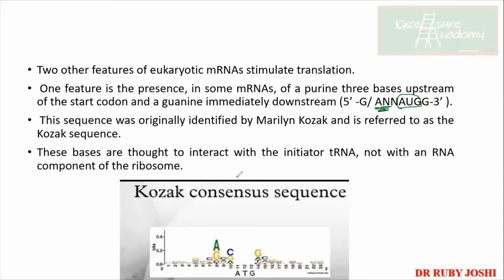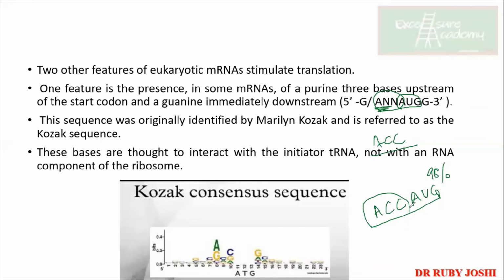So Marilyn Kozak found that whenever she was working on these eukaryotic mRNAs, she always found that before the start codon, these three nucleotides are always present. Basically, those are ACC. She saw that in around 95% of eukaryotic mRNAs, whenever there is an ACC sequence, it is always followed by the AUG. So this sequence is known as the Kozak sequence, which is found conserved throughout the eukaryotic mRNA.